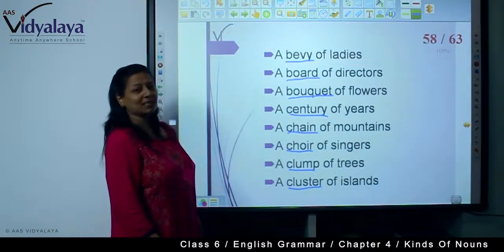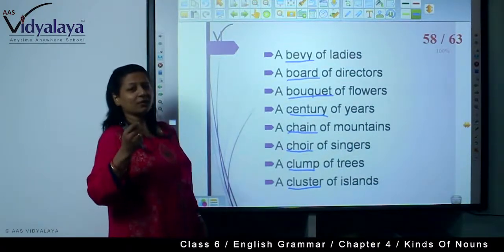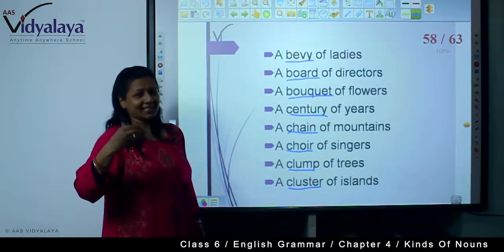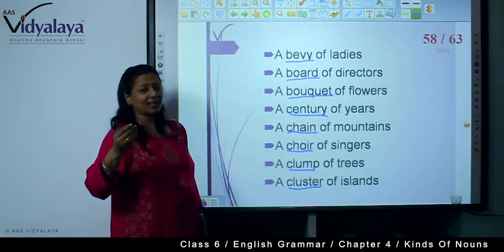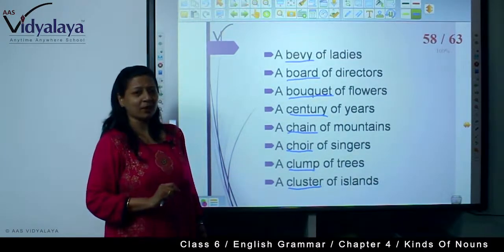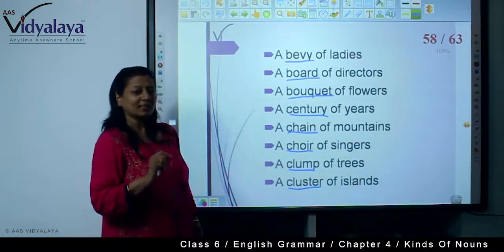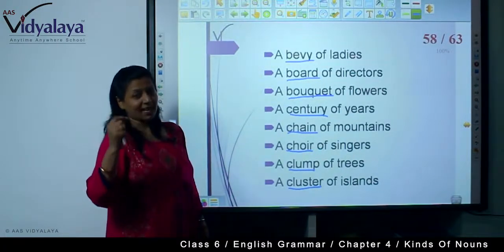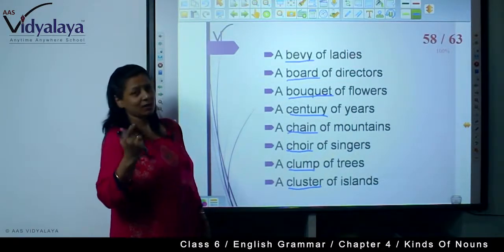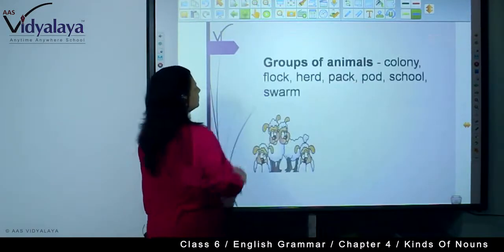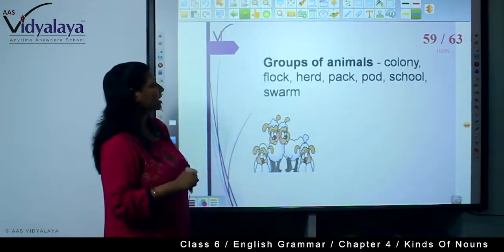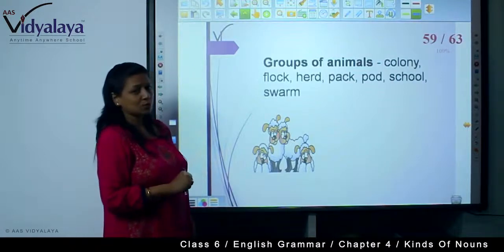So you don't have to use all of it, but it will give you an added advantage of speaking in a very organized way. So there is a bevy of ladies in the party. Right? So in this way you can say in a very nice way, and you can explain if you know the group names. Now group of animals we find colony, flock, herd, pack, pod, school, swarm.